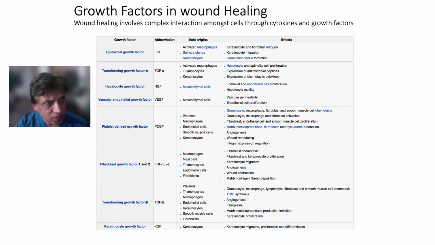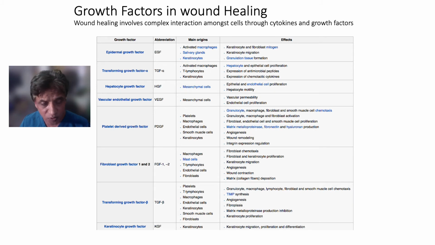Macrophages release multiple growth factors and inflammatory mediators. This table here shows the different types of growth factors involved in wound healing, from epidermal growth factors to transforming growth factors to platelet-derived growth factors, which, as you guessed, is released by the platelets. But PDGF, or the platelet-derived growth factor, is not only released by platelets, but a whole host of other cells.